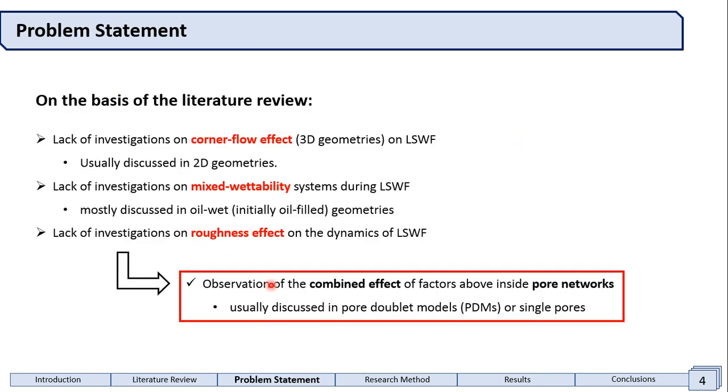Based on the literature, so far the effect of corner flow, mixed wettability, and roughness on the dynamics of low-salinity water flooding is not investigated. Therefore, in this research study, an attempt is made to observe the combined effects of the aforementioned attributes in a pore network, which will present more realistic results during low-salinity water flooding investigations.